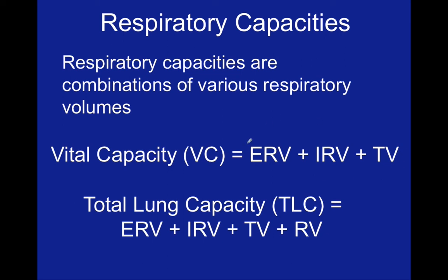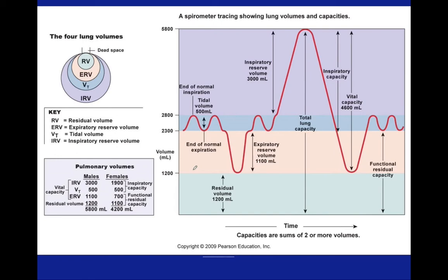So by this logic, we can actually also calculate the total lung capacity by knowing what the vital capacity is and adding the residual volume to it. Let's take a look at a graph that will show us all of the lung volumes and capacities all in the same place. This slide will show us just about everything we need to know about our respiratory volumes and our respiratory capacities.